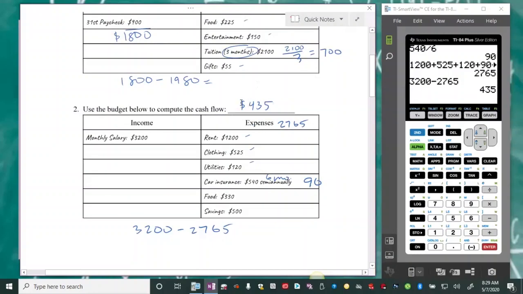So maybe we want to put that towards our savings. Maybe we want to start putting some money aside to save for Christmas or an upcoming trip or something like that. But both of these would require adjustments.